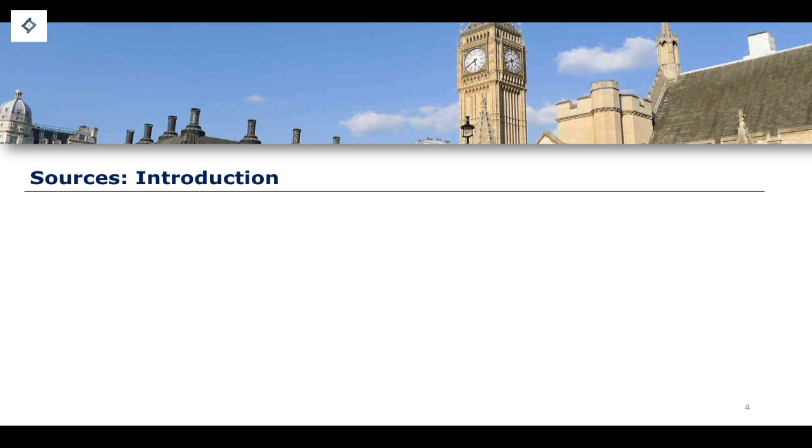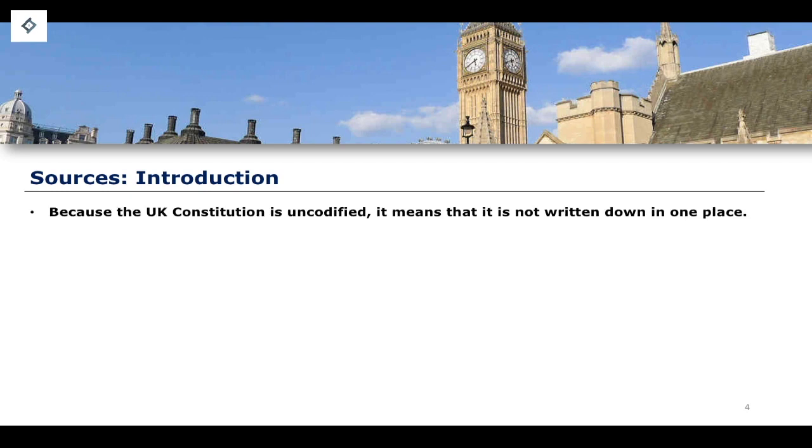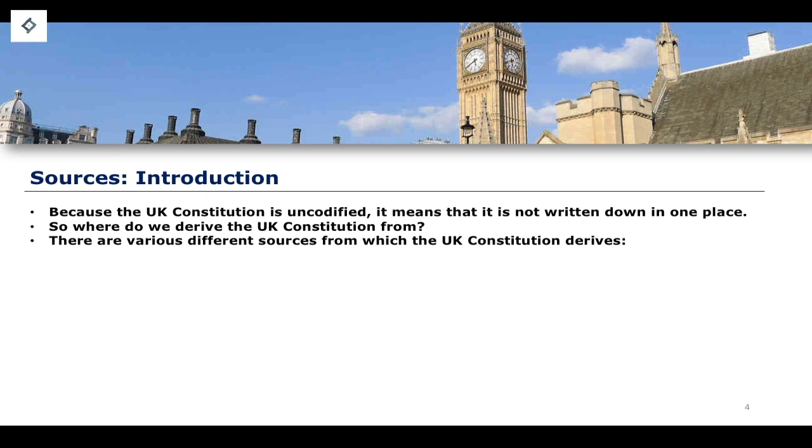So given the fact that the UK Constitution is uncodified, it is not written down in a single place, where is the UK's Constitution? Where can we find it? Well, because it's uncodified, it derives from a number of different sources. There are various different sources in which we can look at the UK Constitution.